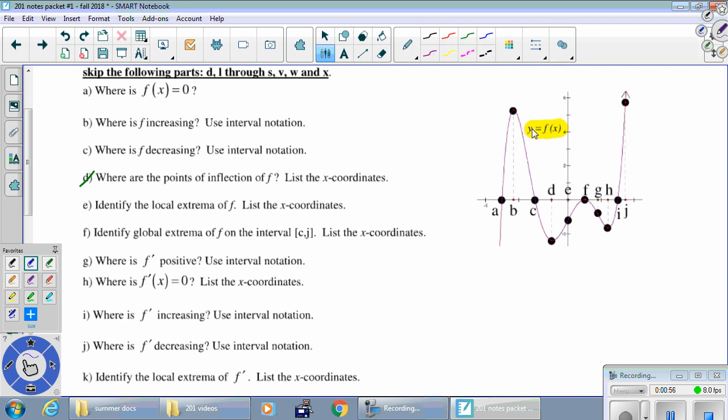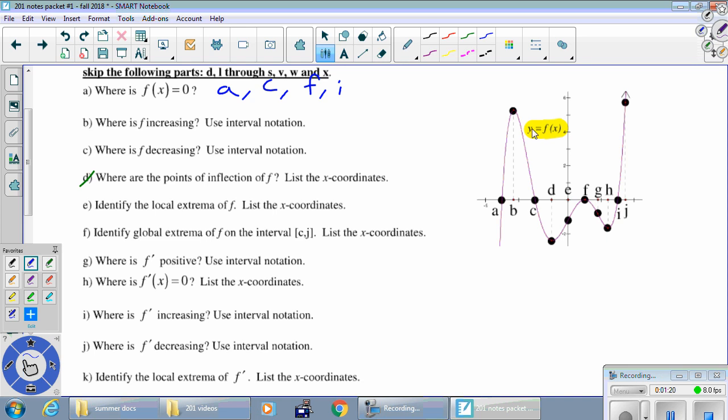So where is f of x equal to 0? We know that's where y is equal to 0, which is the x-intercepts. So I can see x-intercepts labeled right here. I'm just going to grab those 4 letters. x equals a and c and f, and I think that's an i. a, c, f, and i. Looks good.